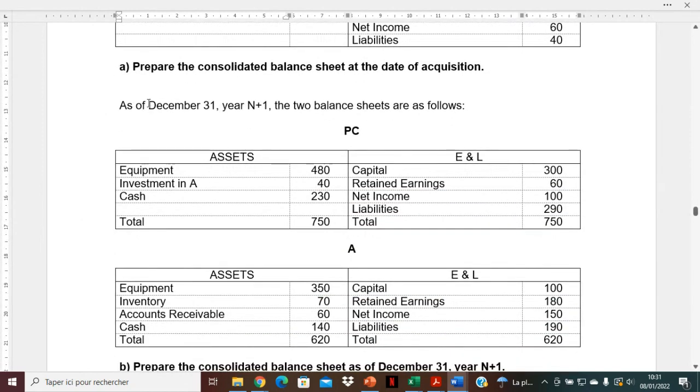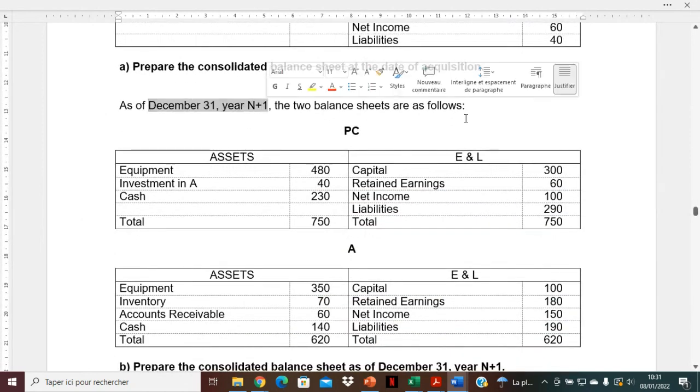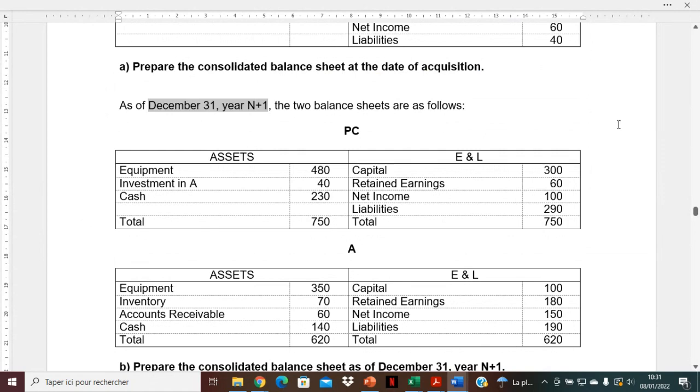And here we are actually 1 year and 9 months later. So it's not at the end of this year, it's at the end of the following year. Okay, so what do I need to do? Well, first of all, I need once again to change the name of my investment and call it equity method investment, for example. And then I need to calculate the target value.